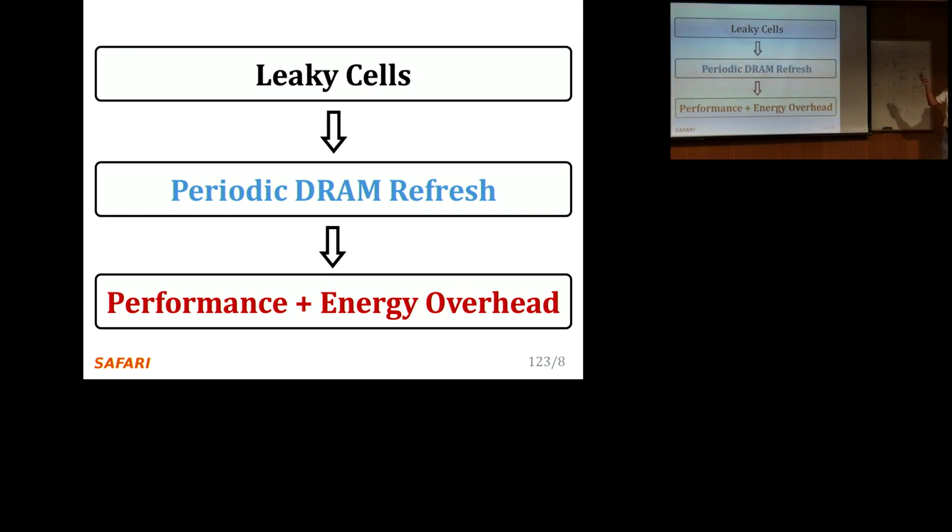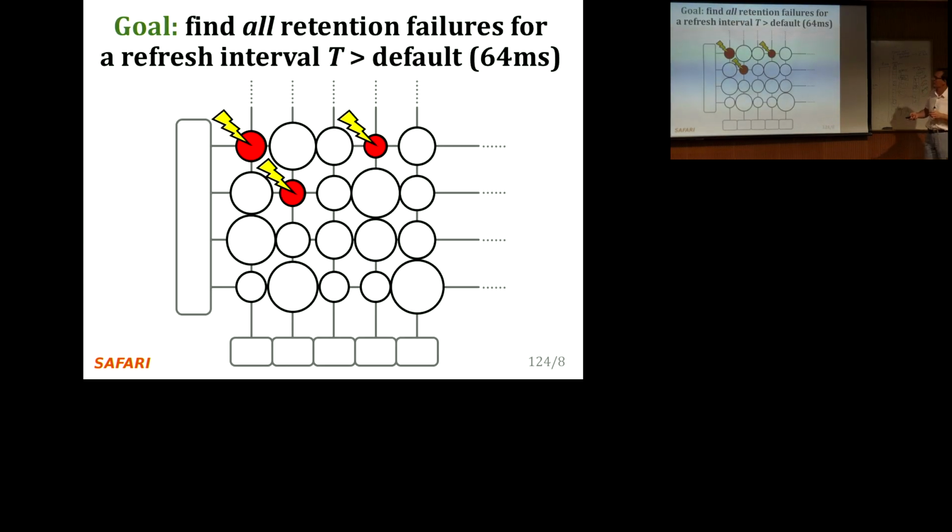So basically, the problem is this. You have leaky cells. You need to periodically refresh it. As a result, you get performance and energy overhead. So our goal, as I said, is to find all retention failures for a refresh interval T that's greater than the default refresh interval. Of course, by the way, I say default refresh interval assuming that there are no errors below the default refresh interval, but we don't know, right? Maybe there are some errors that are slipping into the field because some cells are not satisfying the default refresh interval. We don't know.